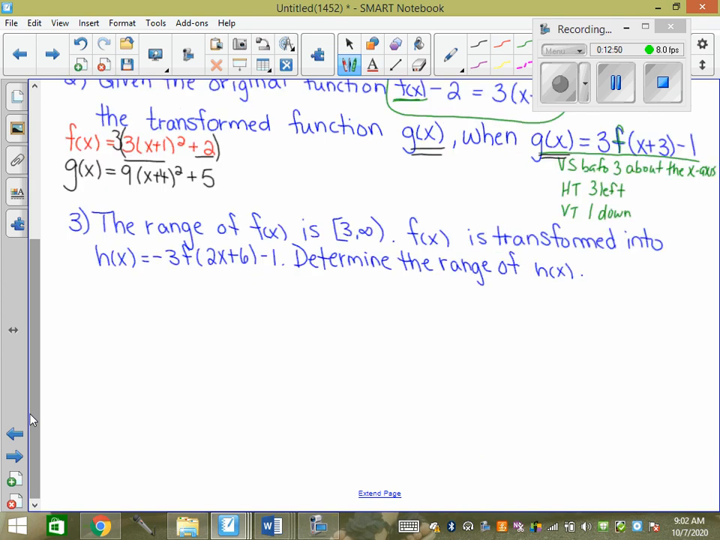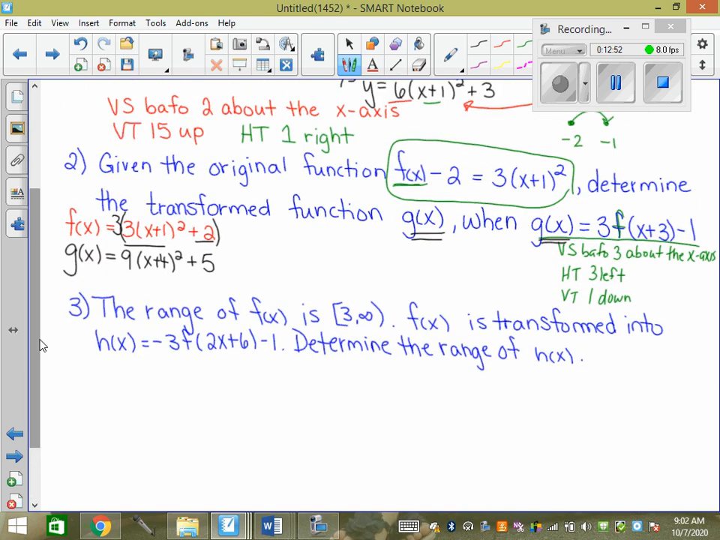The range of the function is from 3 to infinity, which means y such that, what am I talking about? F of x such that, because y is f of x. F of x is greater than or equal to 3. I just wanted to show it to you in set notation so you could see both. You didn't have to do that, right?